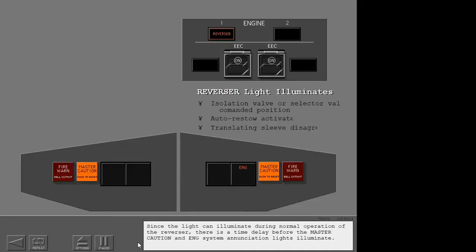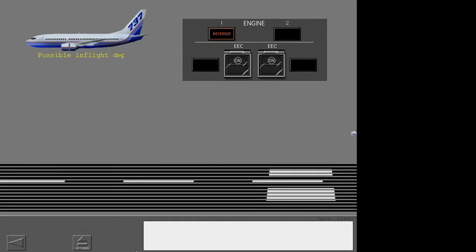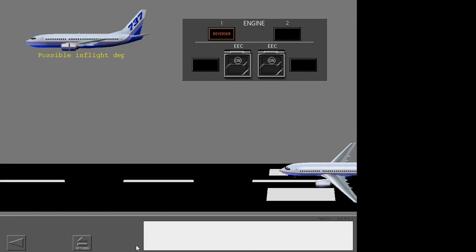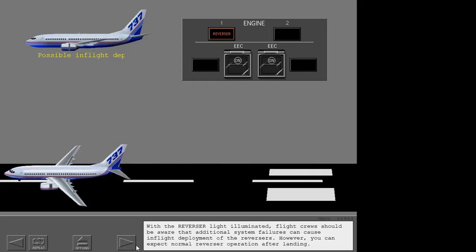Since the light can illuminate during normal operation of the reverser, there is a time delay before the master caution and engine system annunciation lights illuminate. Reset the master caution system. With the reverser light illuminated, flight crews should be aware that additional system failures can cause in-flight deployment of the reversers. However, you can expect normal reverser operation after landing.